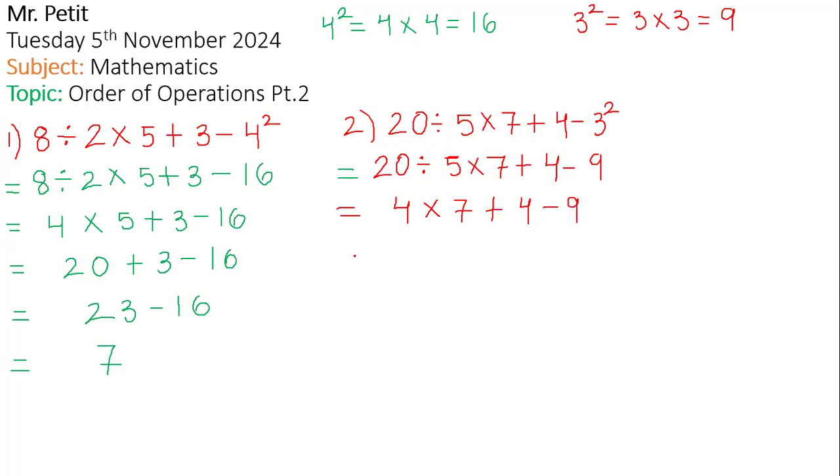Okay, what are we going to do at this point? You're going to multiply 4 times 7. 4 times 7 is 28. Very good. 4 times 7 is 28 plus 4 minus 9.